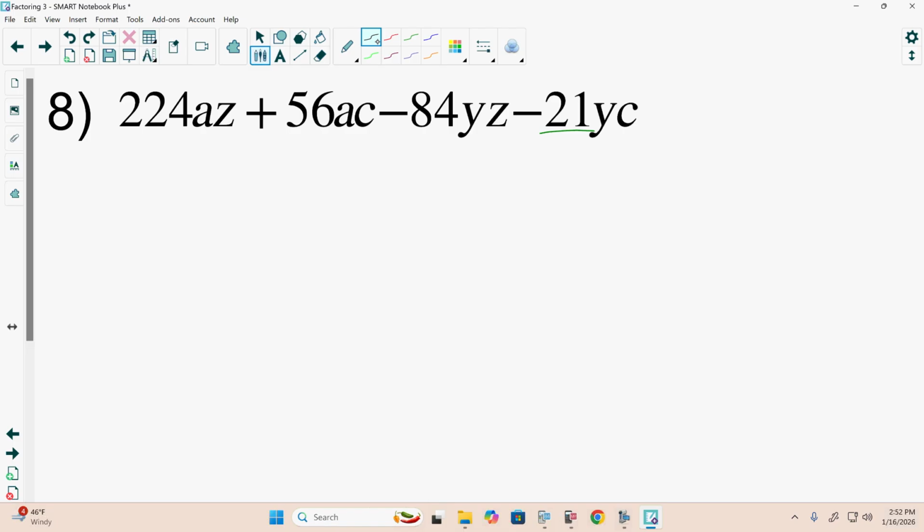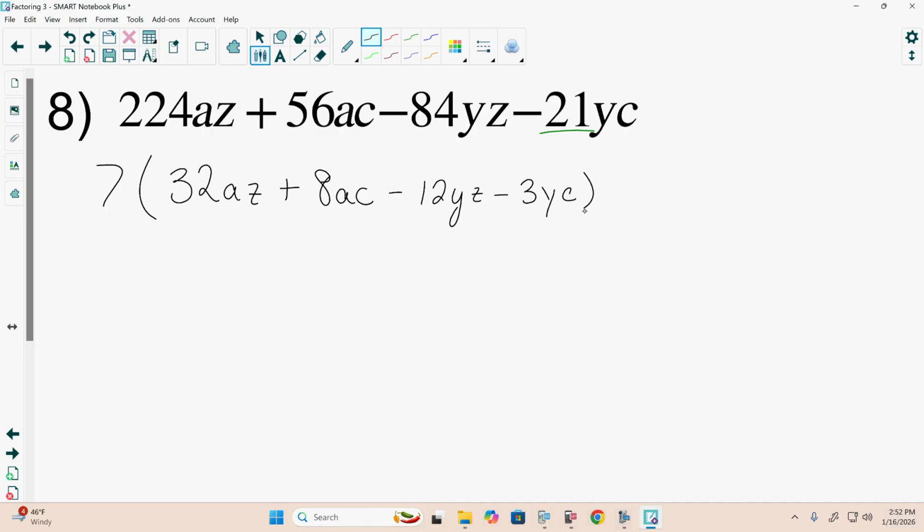Because since we did see that factor of 7, I'm going to factor it out of all three terms first. Now, if I factor 7 out of 224, we get 32AZ, plus, if I factor 7 out of 56, we get 8AC, minus 12YZ, minus 3YC.